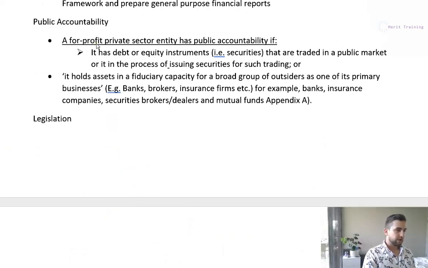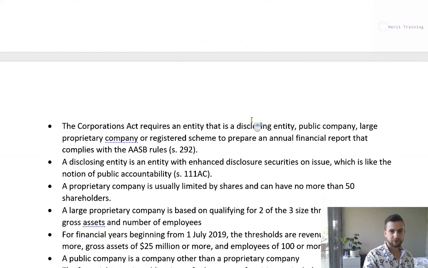Okay, so what is public accountability? A for-profit private sector entity has public accountability if it has debt or equity instruments that are traded in a public market, or it is in the process of issuing securities for trading, or it holds assets in a fiduciary capacity for a broad group of outsiders as one of its primary businesses, e.g. banks, brokers, insurance firms. They would all need to prepare general purpose financial statements.